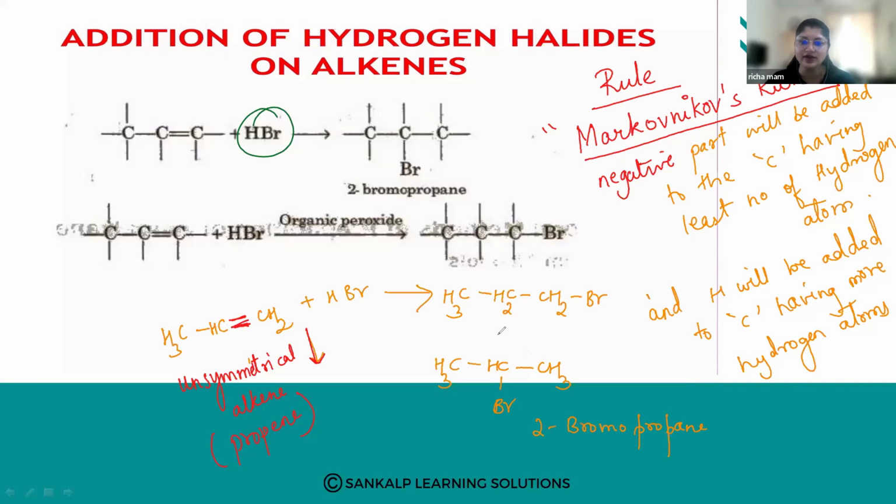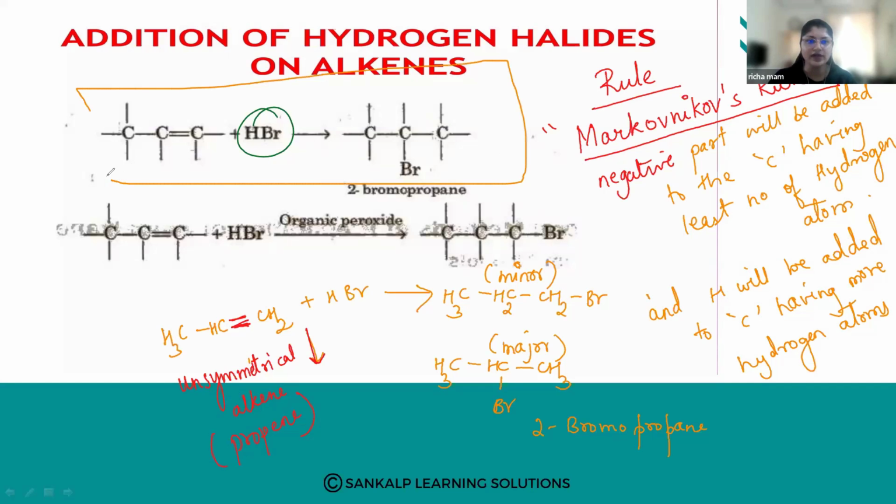So this is our Markovnikov rule. This is a minor product. Major means more yield: you will get more yield of this product, and the minor one gives less yield. Is it clear? This is Markovnikov's rule, which is generally given like this, and that is what I have explained.